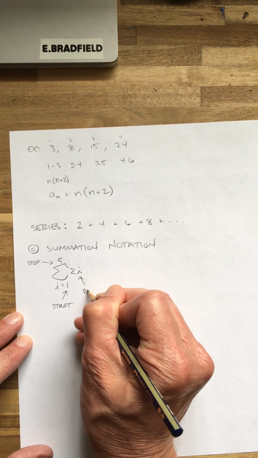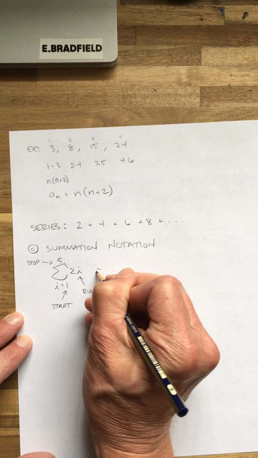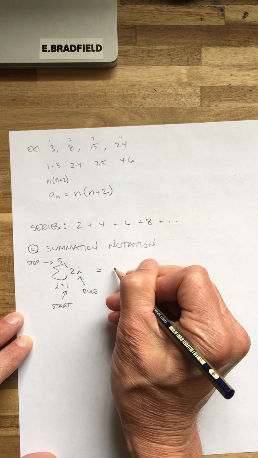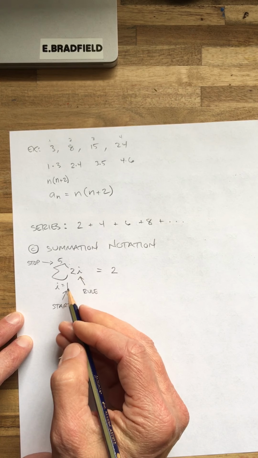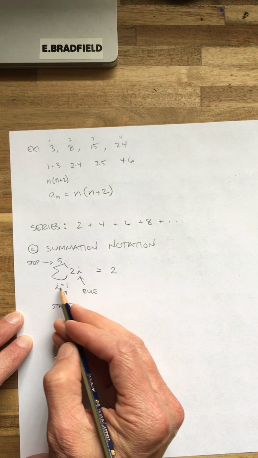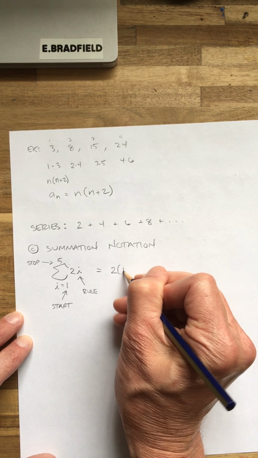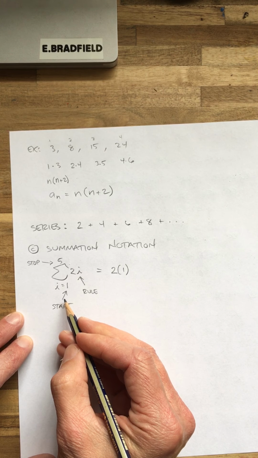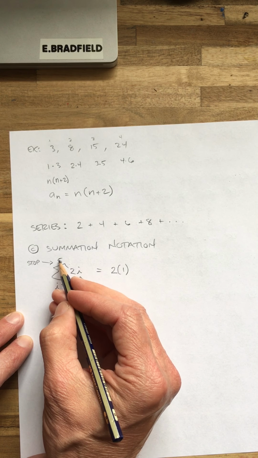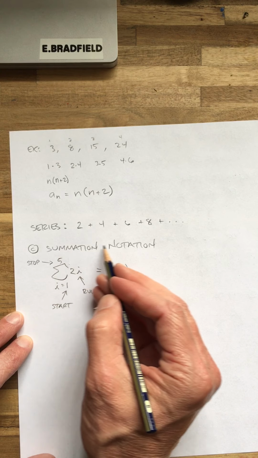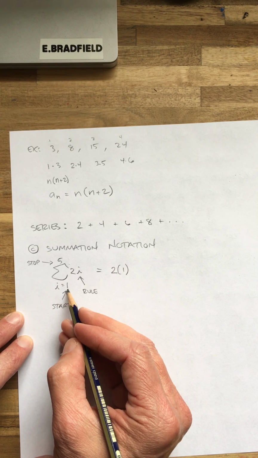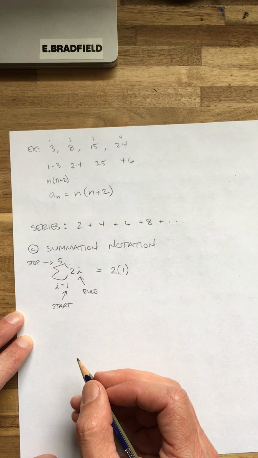That's my rule. And basically what this equals is 2i, but instead of i, we're going to replace it with 1, okay? So the i is 1, and that's where we start. And we're going to go all the way up to 5 using summation notation. It means we're going to go from the numbers 1 through 5 and add up all those numbers.